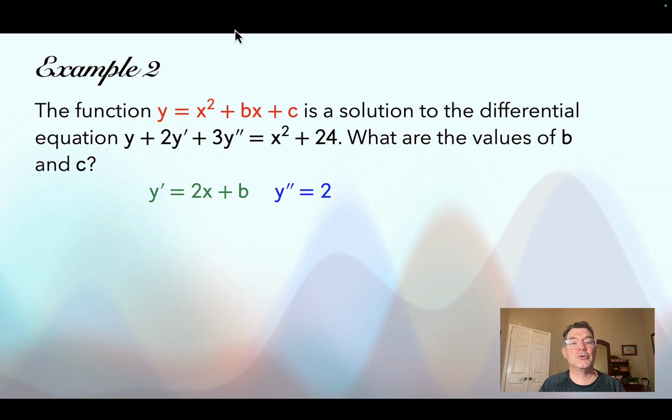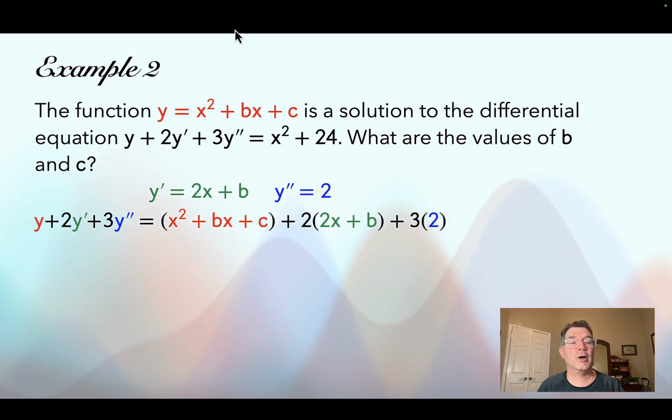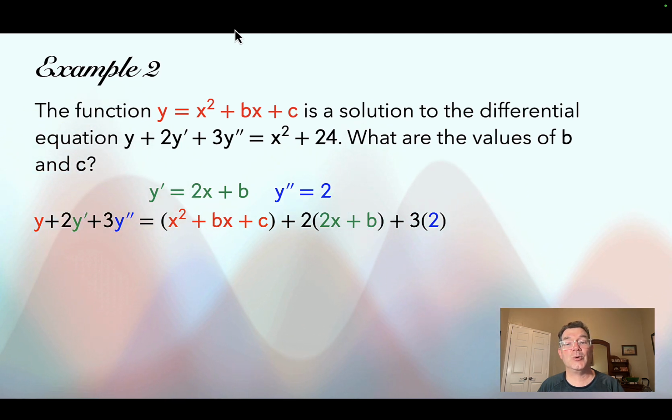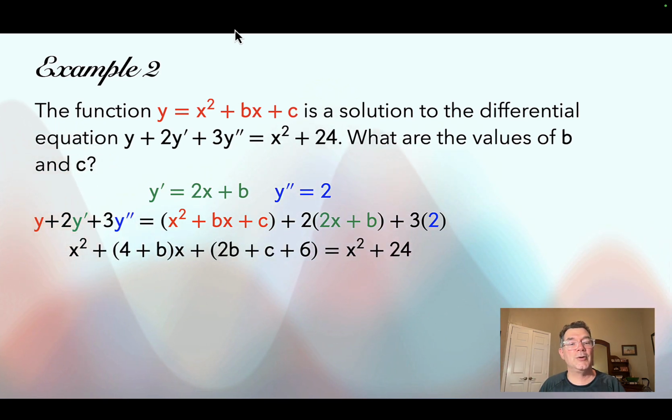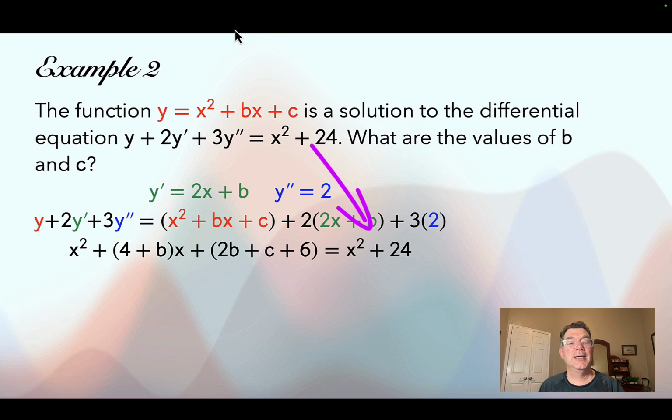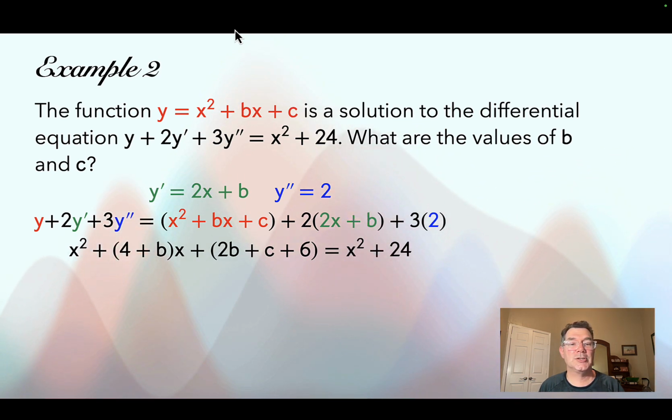If I plug those three expressions in for y, y prime, and y double prime, then that's what the left side of the differential equation looks like. I'm going to expand some parentheses, move some things around, collect the x's, collect the constants. So my left-hand side looks like that with x squared plus 24 on the right-hand side. X squared is on both sides, so there's really nothing I can do to help my solution on that.